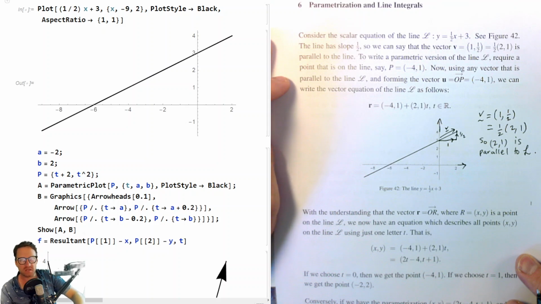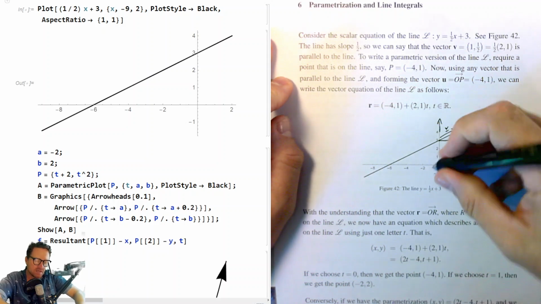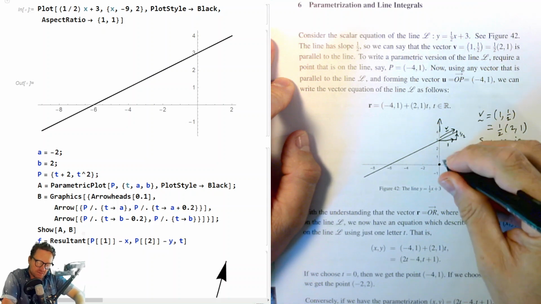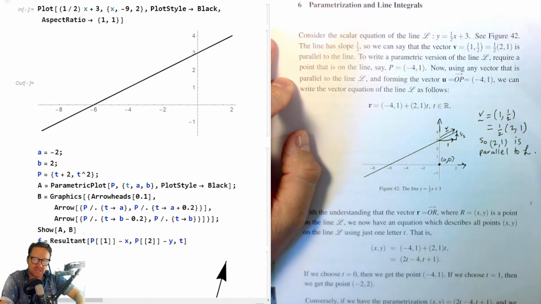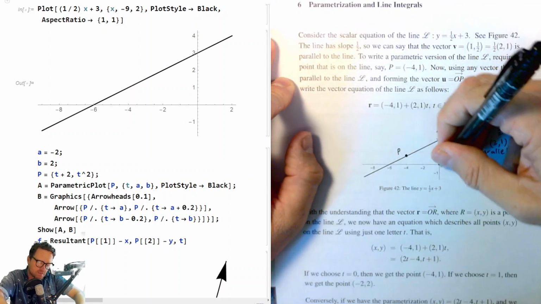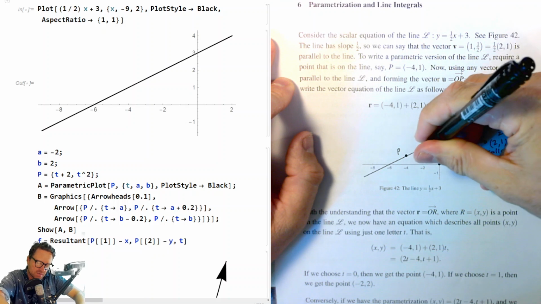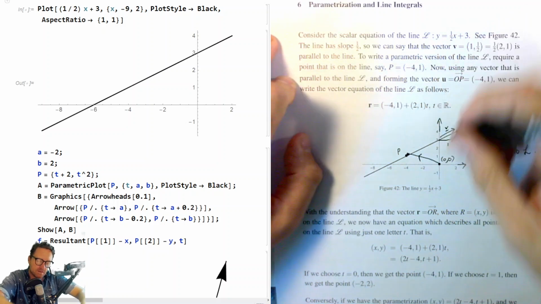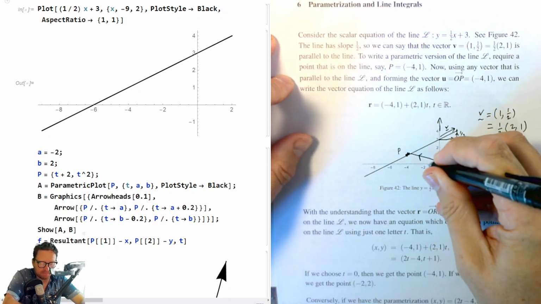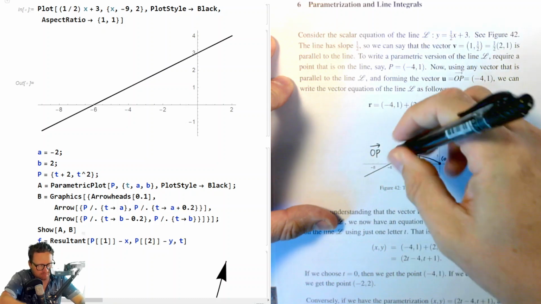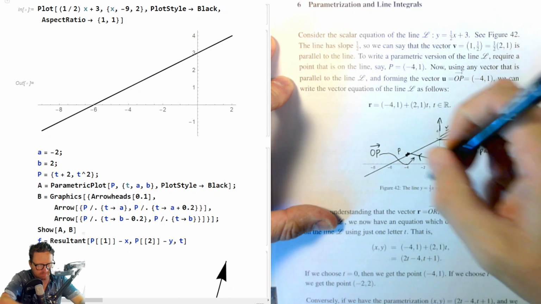Well, that gives us a vector equation of this line, really, because if I take a vector from the origin 0, 0 to any given point on the line, say P, let's draw an arrow from the origin to P. So this is the vector OP.